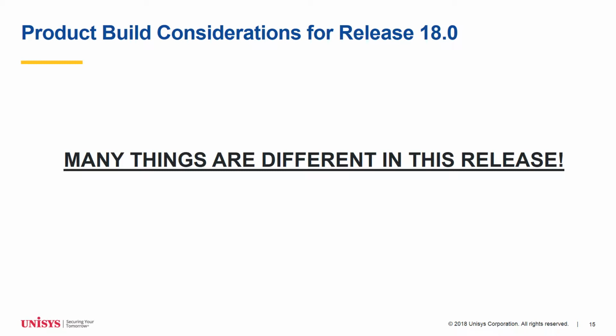All of these changes are documented in the Release 18 PMO. For this release, it's more important than ever to read through that document. This presentation contains an overview of the updated order of product installation and the dependencies between products. These are fully described in the PMO.